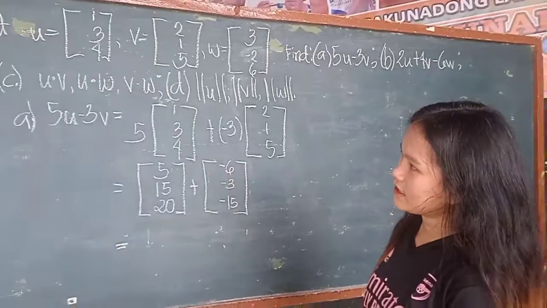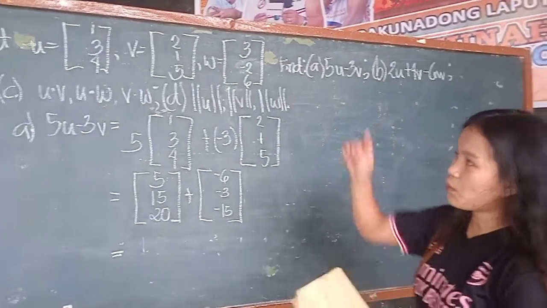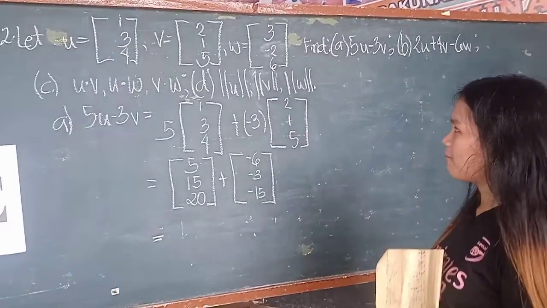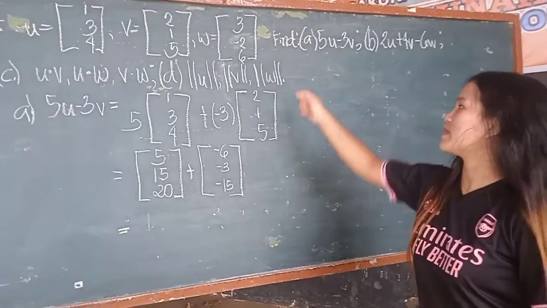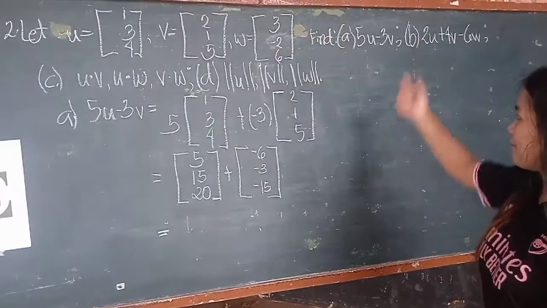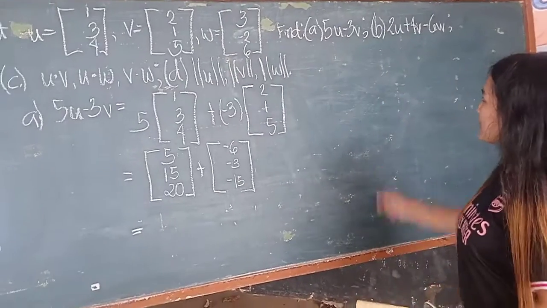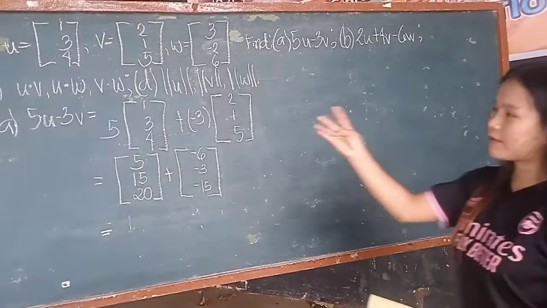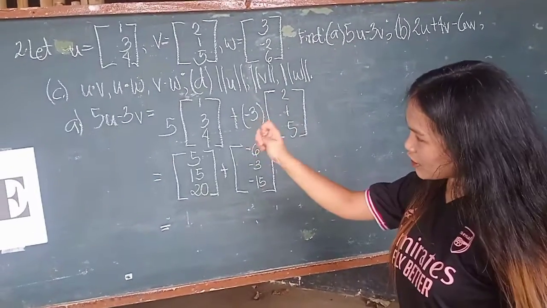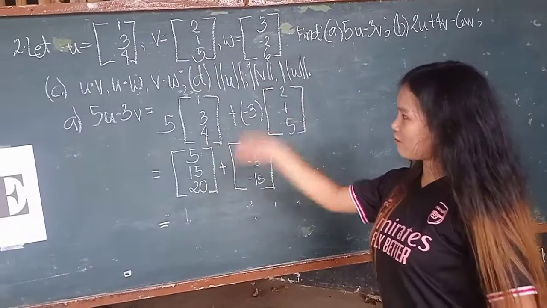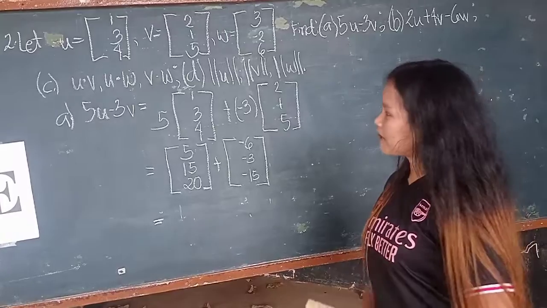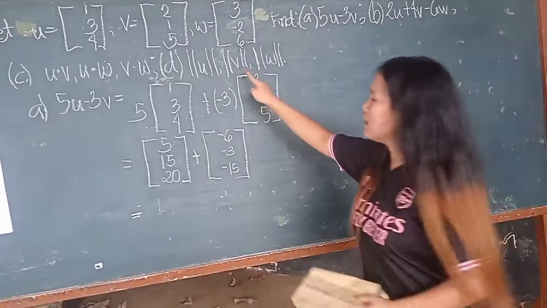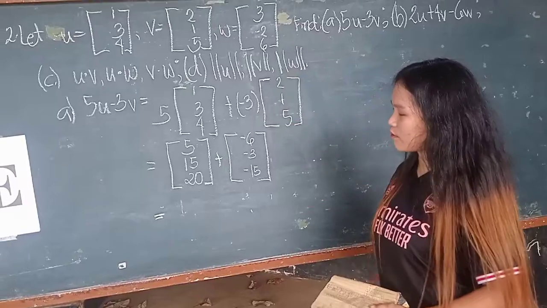For number 2, let u = (1, 3, 5), b = (2, 1, 5), and w = (3, -2, 6). Find letter A, 5u minus 3b; letter B, 2u plus 4b minus w; and letter C, u times b, u times w, and b times w, as well as the square root of u, the square root of b, and the square root of w.